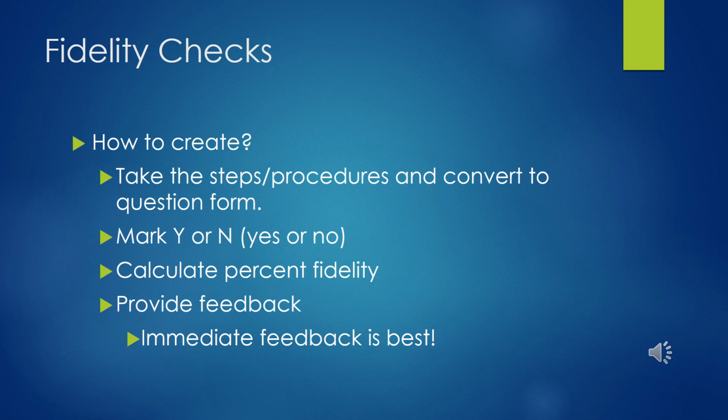Well, we take the steps or procedures that are in the plan and convert them to question form. So whatever your list of antecedent strategies are or your consequence strategies, you would just convert those into a question form and then have a space to mark Y or N, which would be for yes or no. Or some people will do a check mark if it was correct or not. And then you would calculate the percent fidelity, and then you would use this to provide immediate feedback.